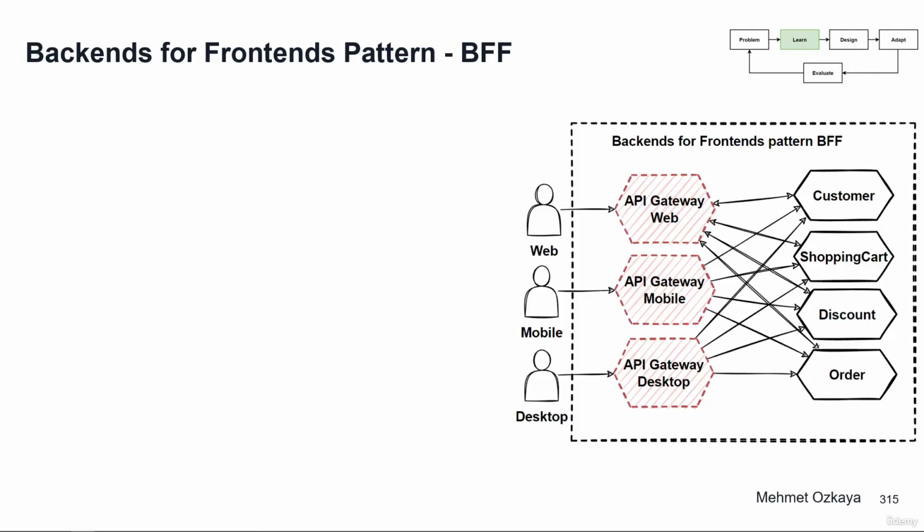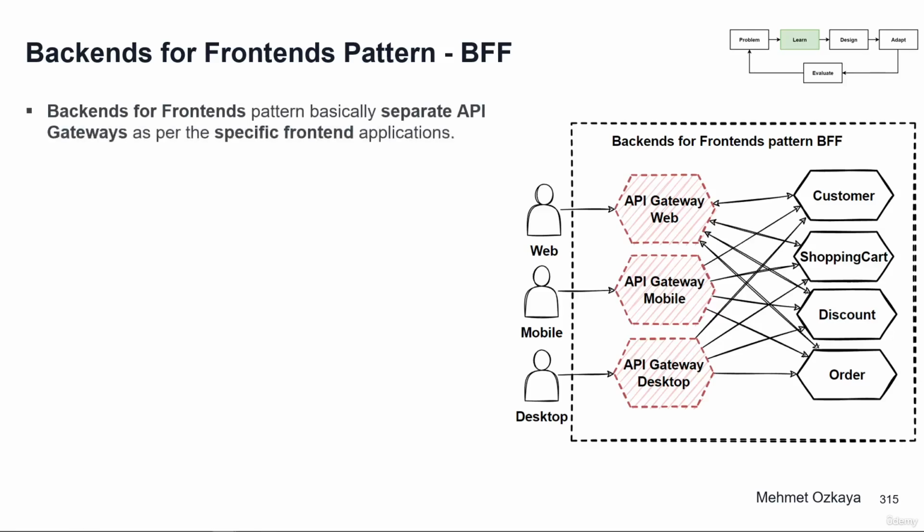In this video, we are going to learn the Backend for Frontend pattern. The Backend for Frontend pattern basically separates API gateways as per the specific frontend application. In the current design, we have several backend services which are consumed by the frontend applications, and between them we put an API gateway for handling routing and aggregate operations.